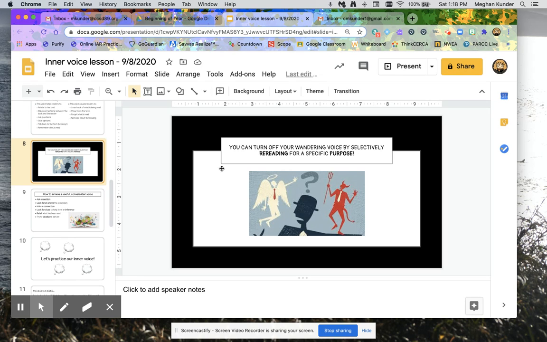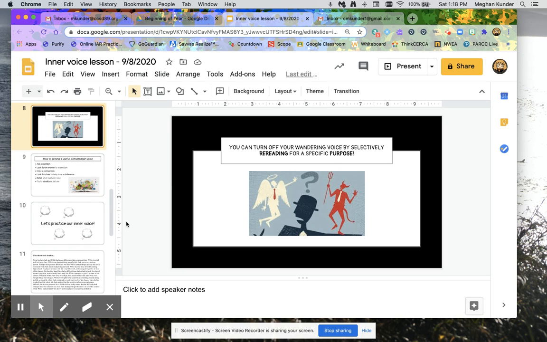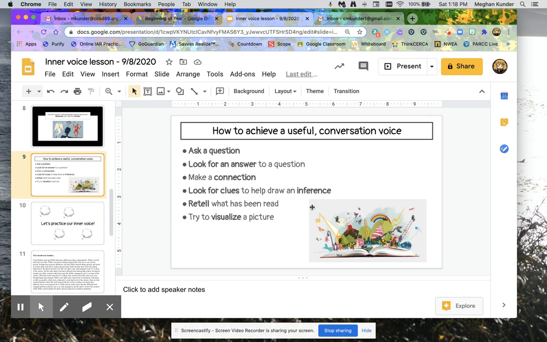As you continue to practice this concept of inner voice in reading, you can turn off your wandering voice by selectively rereading for a specific purpose, okay? So you've probably been familiar with seeing these reading strategies before, but these are really helpful in how to achieve a useful conversation voice while we're reading with that inner voice.